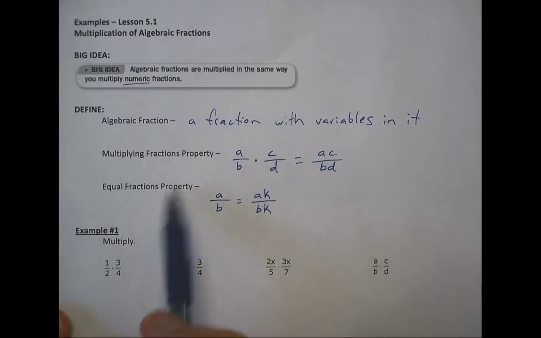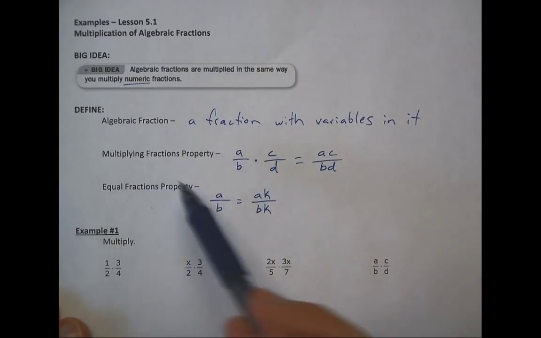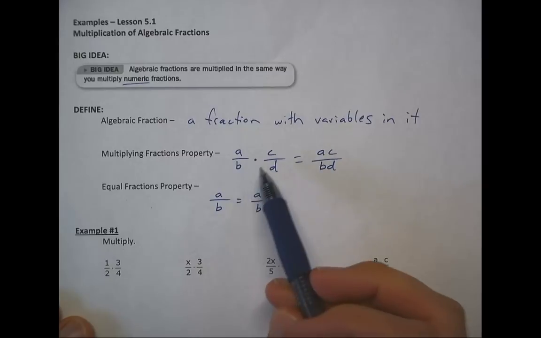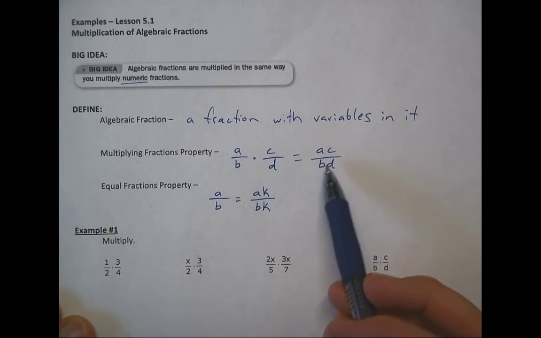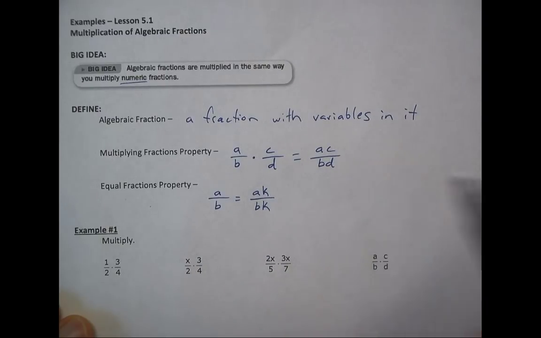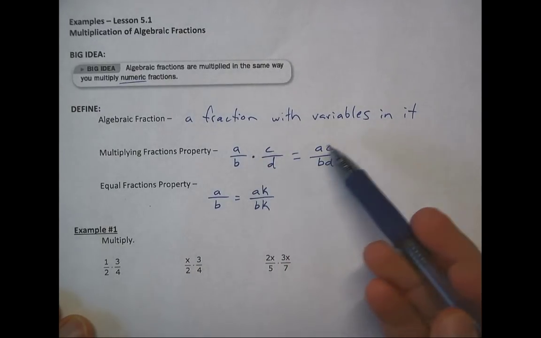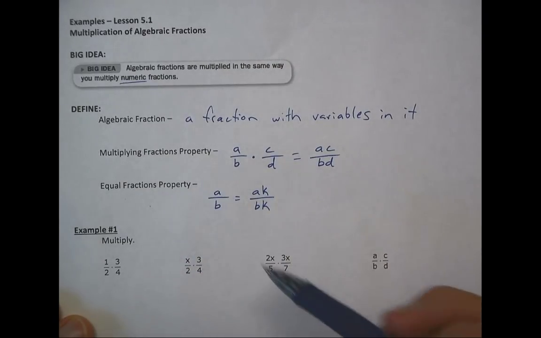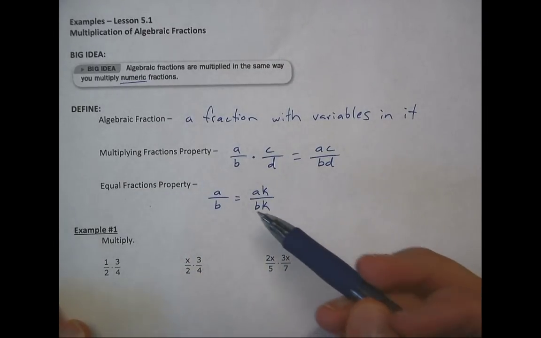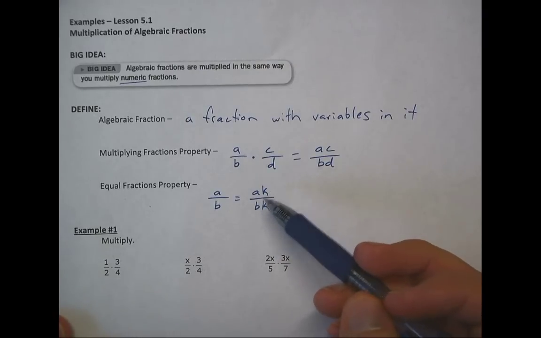So two properties that we're going to be using today. Your multiplying fractions property: a over b times c over d equals, straight across, a times c over b times d, just like numbers. Multiplying the variables is just like multiplying numbers. And our equal fractions property: a over b is the same as a times k over b times k.